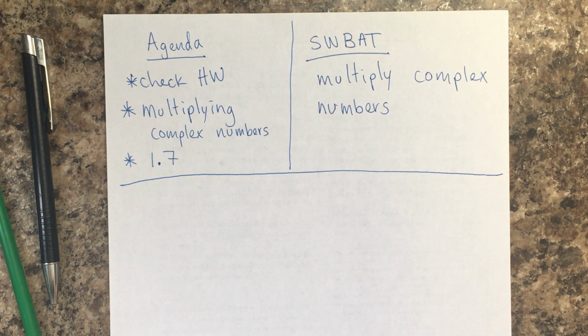Hello students, today's agenda is to check homework. We'll be multiplying complex numbers and you will be able to work on 1.7. Today students will be able to multiply complex numbers.